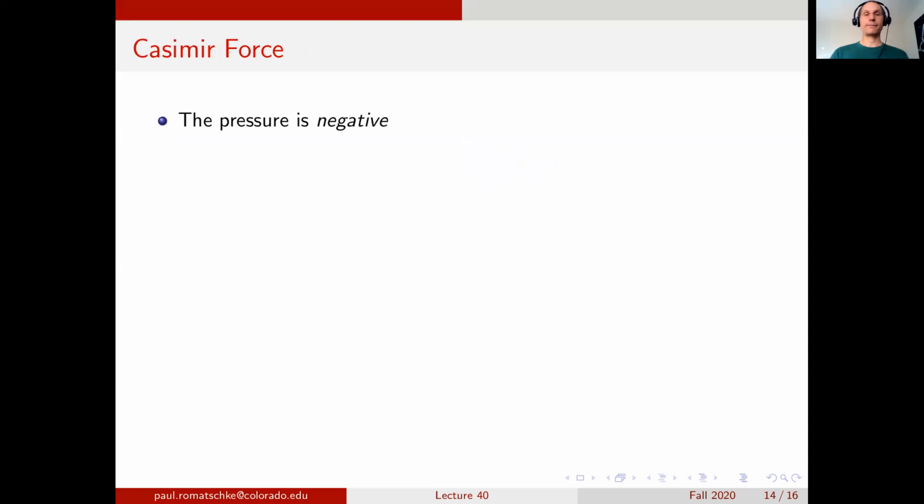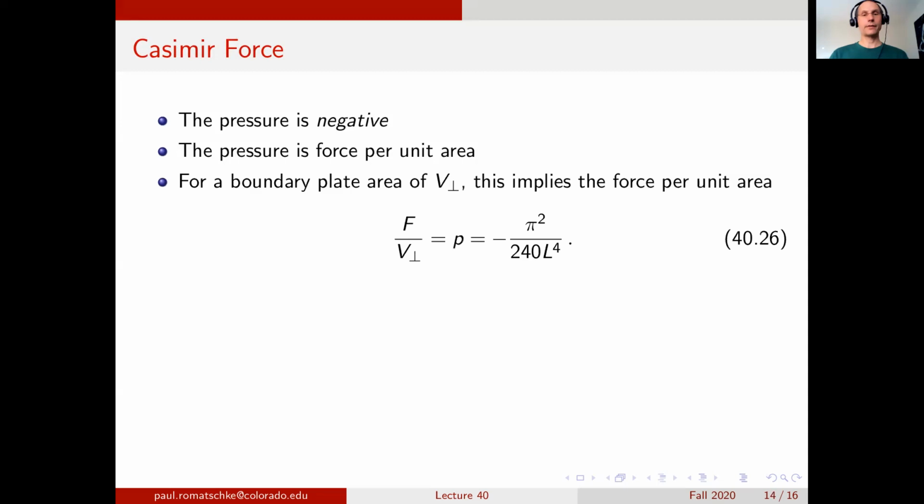The pressure is negative. It corresponds to a force per unit area. That's just the dimension of a pressure. So we can figure out that the corresponding force is negative. So if we have our area of the plate V perp, that means that the force per area, F over V perp, is just minus pi squared over 240 L to the 4. And because the force is negative, that means that the force on the boundary plates is attractive. We could have figured this out before by saying that negative pressure means that the system, instead of pushing against us, sort of tries to suck in stuff because the pressure is negative. It's the same physical effect.